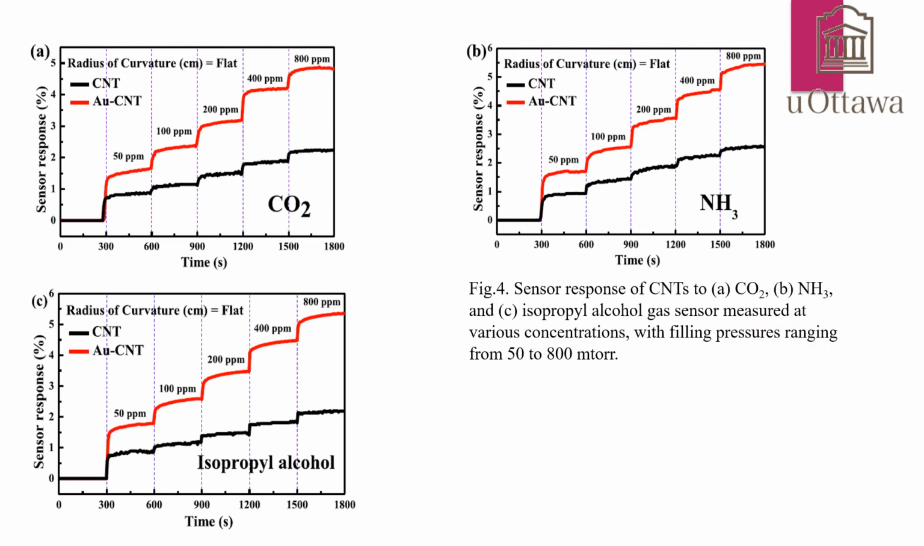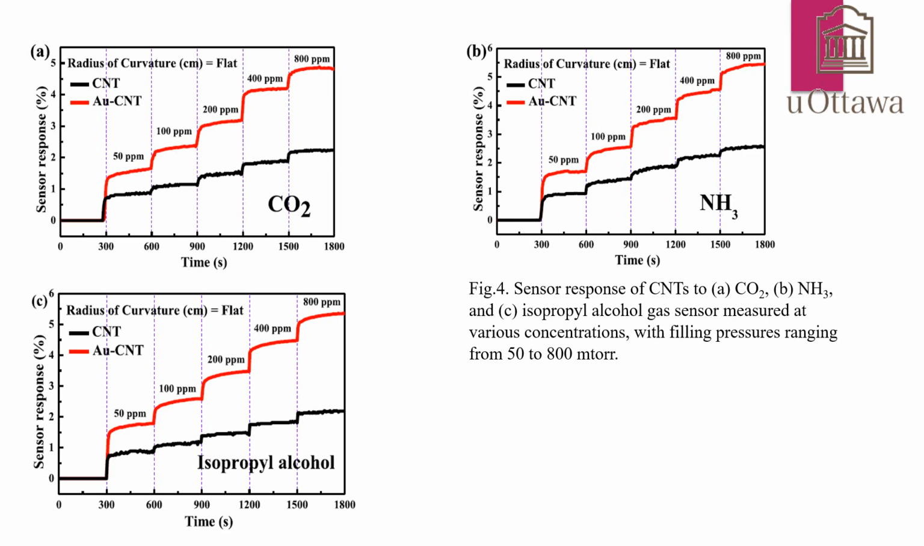The transient responses to volatile organic compounds are shown in figure 4 as obtained from continuous gas monitoring with filling pressures ranging from 50 to 800 millitorr. The measurements were made by injecting various amounts of gas into a chamber that contained the CNTs and then increasing the pressure by pumping at a fixed voltage of 5 volts.